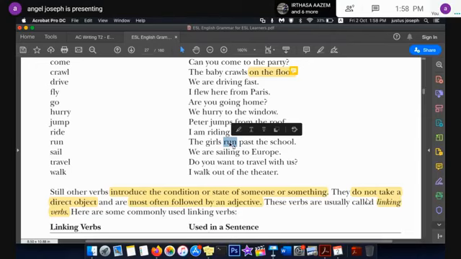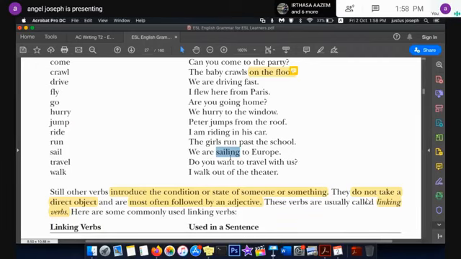Intransitive verb. We are sailing to Europe. Sailing, showing some kind of movement here. To Europe. To is the preposition. Or to Europe can be taken as a prepositional phrase here. So this word sailing here becomes an intransitive verb. So that's the second type of verb. Now let's look into one more.